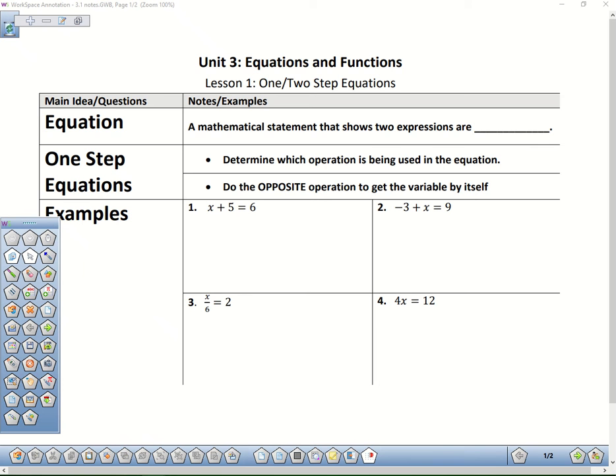We're going to be doing reverse operations to solve for the given variable. An equation is a mathematical statement that shows two expressions are equal. The word is "equal" that you're going to put in that box right there.